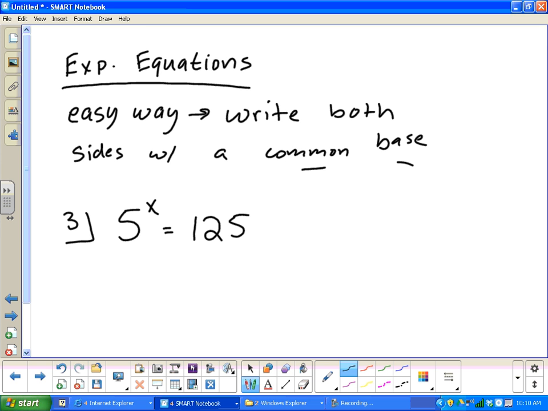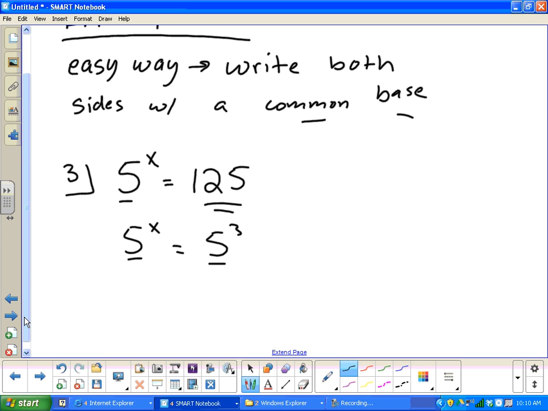But the idea there is I take both sides and I write them with a common base. So how can I write 125 with a base of 5? 5 to the 3rd power. So if the bases are the same, then what has to happen to the exponents? They have to be the same. If the bases are the same, then the exponents have to be the same. So that means x is just equal to 3.